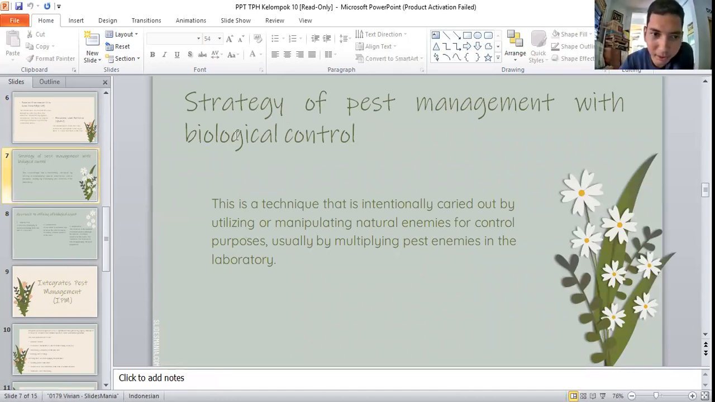Strategy of pest management: biological control. This is a technique that is intentionally carried out by utilizing or manipulating natural enemies for control purposes, usually by multiplying pest enemies in the laboratory.